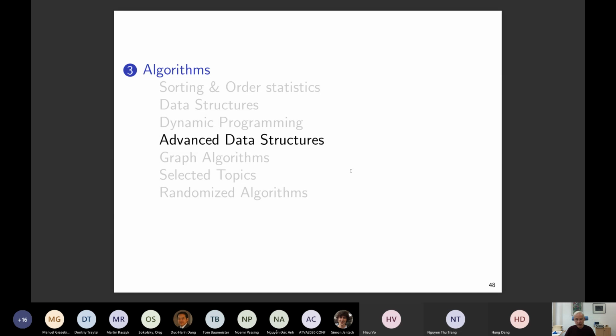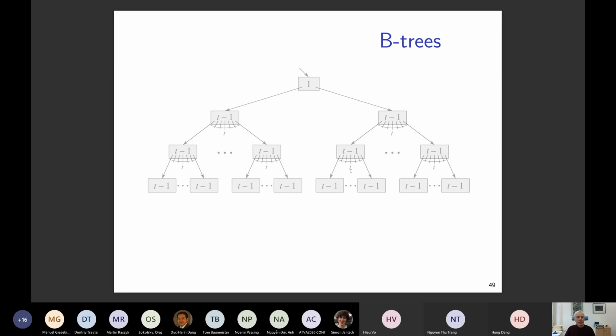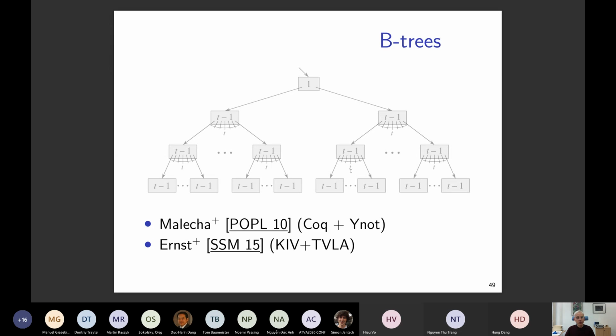Advanced data structures. Of course, there are B trees. There are two verifications of B trees. One was done in the Coq system, extended with something that allowed them to treat imperative updates. And the other one is interesting. It was done in the KIV system, which is for imperative programs.